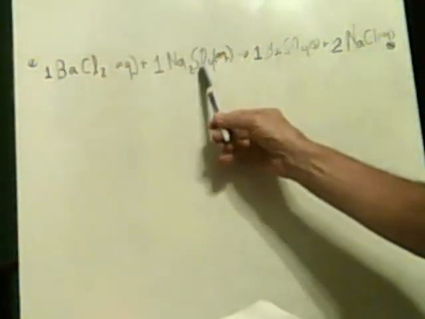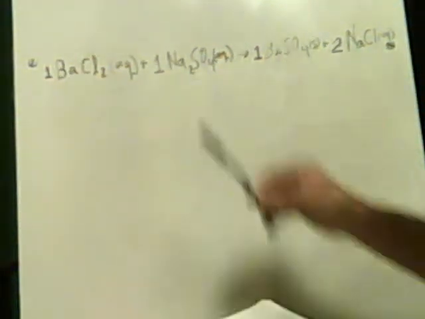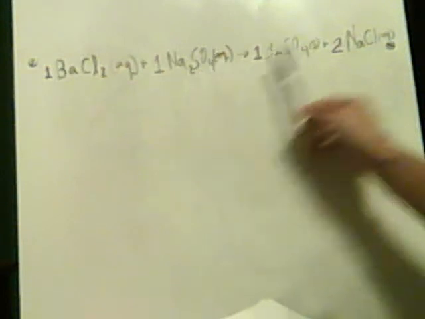Now, the sulfur and the oxygens have to be balanced. Let's just do a double check. Sulfur, 1 sulfur on this side, 1 sulfur on this side. Oxygen, 4 oxygens on this side, 4 oxygens on this side. So it's balanced.